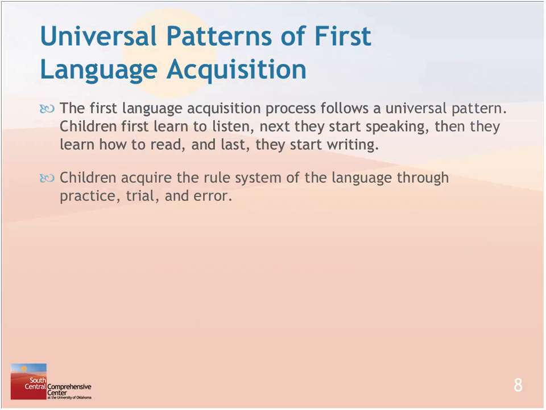So the child is going to first learn how to listen. Once the child learns how to listen, they start speaking. They start making some words. And when they go to school, they start reading, and then the last skill that they develop is writing. That is when you relate that with the first language, because it doesn't happen the same with the second or more languages. So, and they go through practice, trial and error.